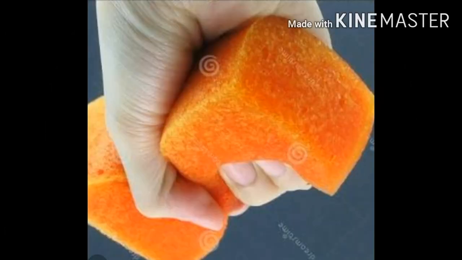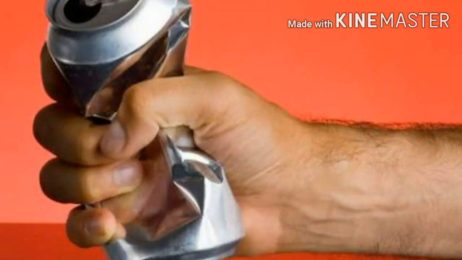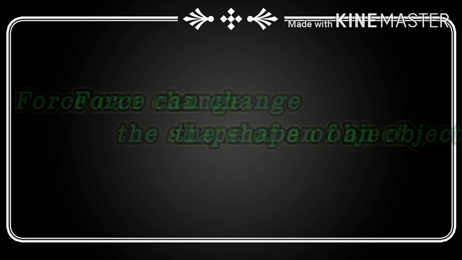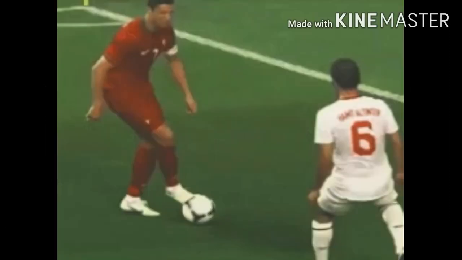Observe this example. Someone is squeezing the sponge. Observe its shape. You can make different shapes by applying the force on wax or clay. And you can deform the shape of a bottle, or you can squeeze the lemon by applying the force. By all these examples, by applying the force, you can change the shape of an object. When you apply the force on an object, you can change the shape of it.